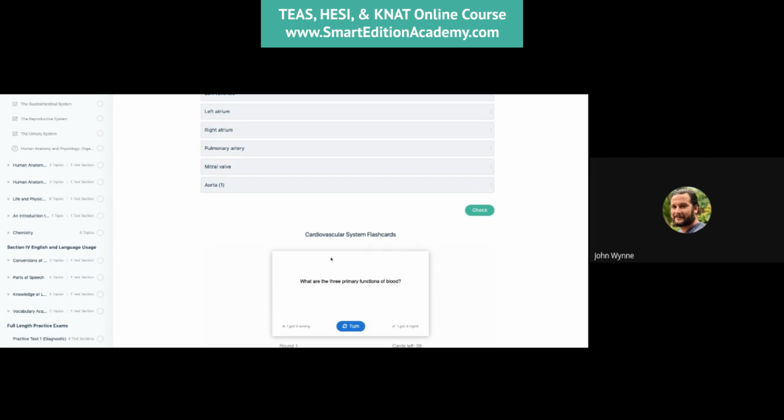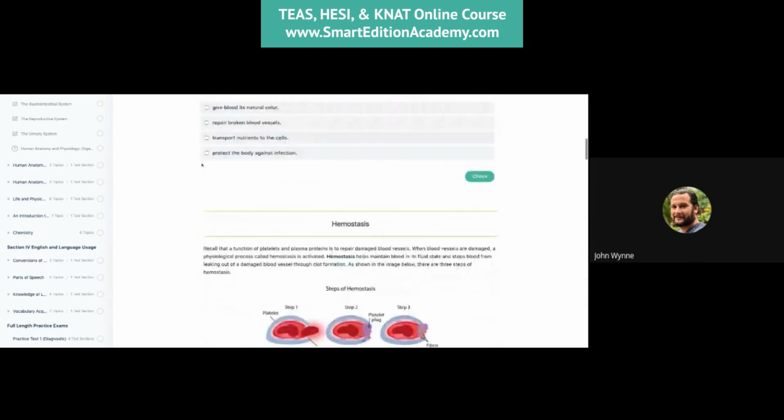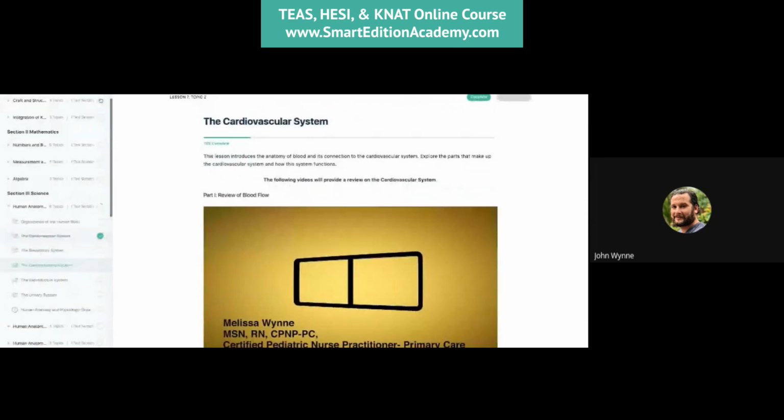And then at the end of each lesson, you'll have flashcards. You can take these flashcards and mark them if you got them right or wrong. If you mark them right, it'll take them out of the deck so that you will just be working with the ones you're getting wrong. And if you refresh this page, it'll restart and you can work through this deck again. So that's the cardiovascular lesson.